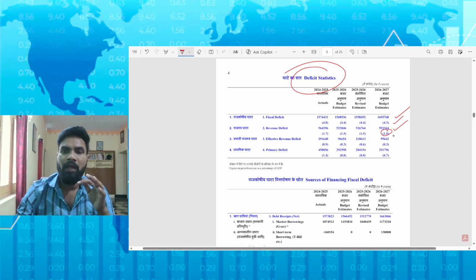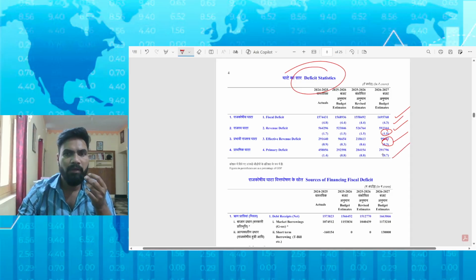the GDP. Ideally, it should be zero. There shall not be any revenue deficit, but we have it. We have to live. Then effective revenue deficit is 99,000 crore rupees. We have seen it already. What is effective revenue deficit? 0.3% of GDP. Then primary deficit, 2,91,000 crore rupees, roughly 3 lakh crore rupees, which is 0.7% of GDP.